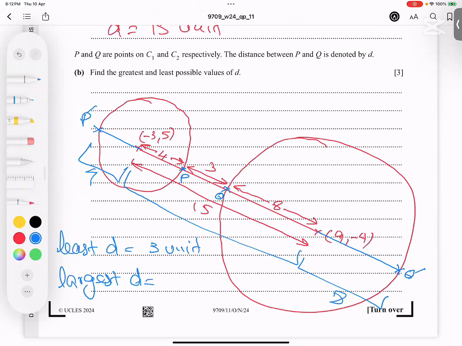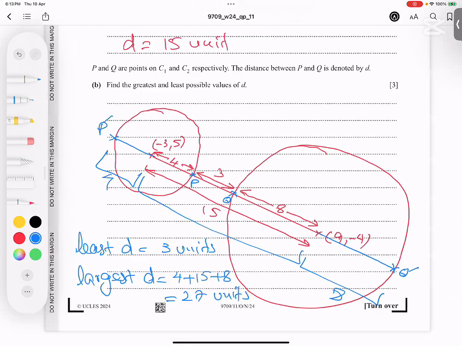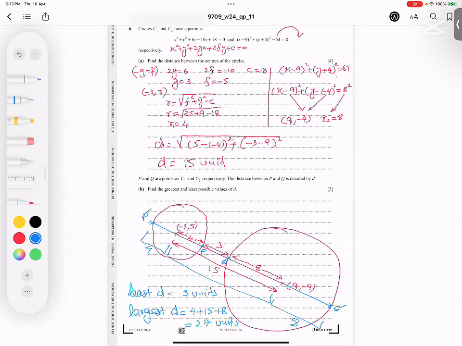So I believe you got the point. It is very clear how I got 27 as the largest distance between them. I think I'm not erasing the diagram. So 4 plus 15 plus 8, 27 units is the final answer. And I hope with the diagram you understood very well, and the question is over.